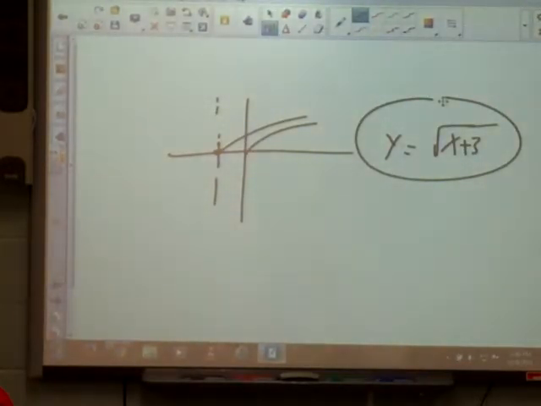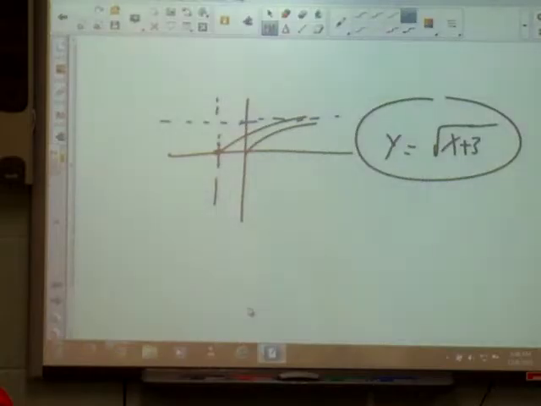It says the second function's got to have a range, y is less than or equal to 3. Range is up and down y's, so 3 could be here. Less than or equal to that means it's got to stay below it. So I got to take this original function that I have here and make sure that I stay below it.